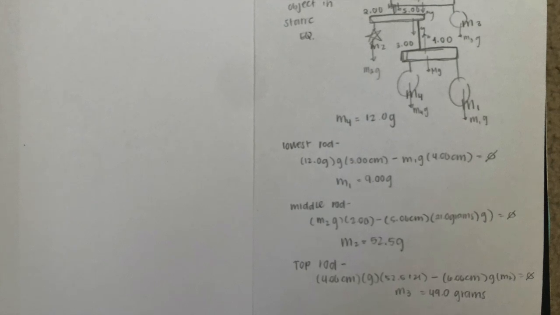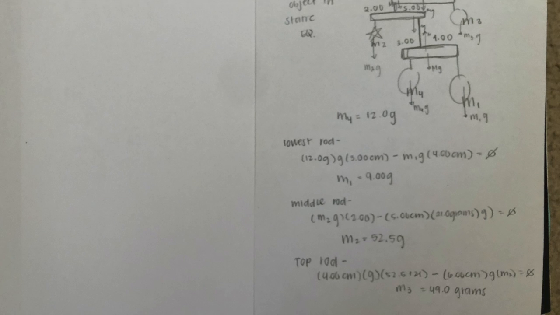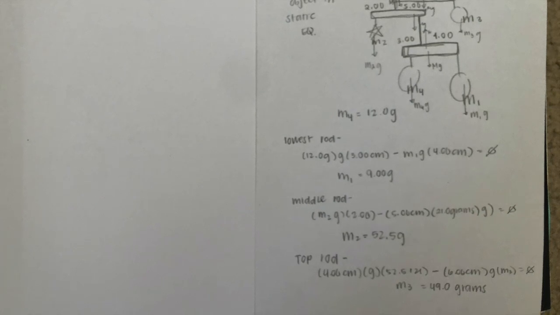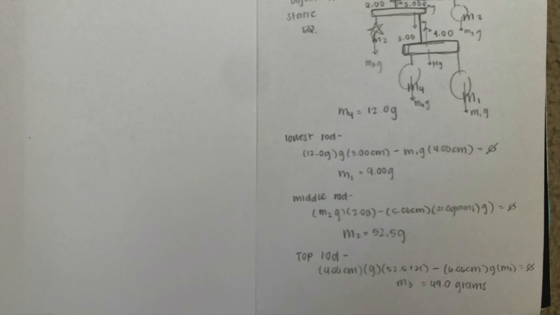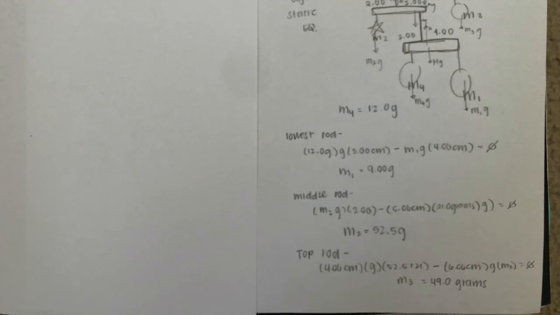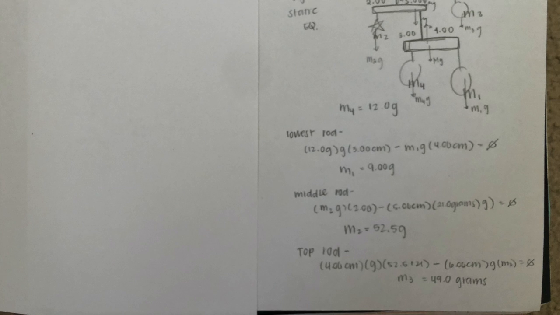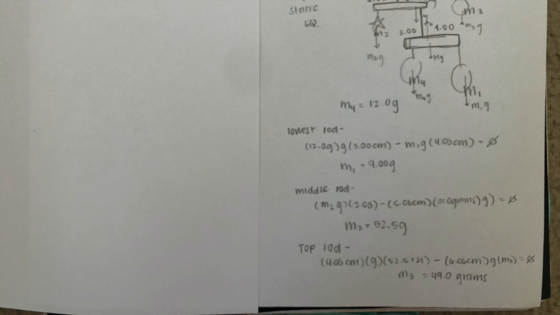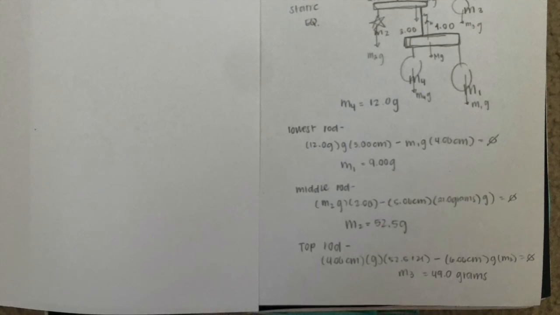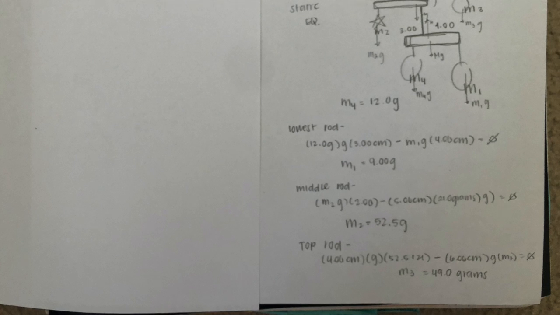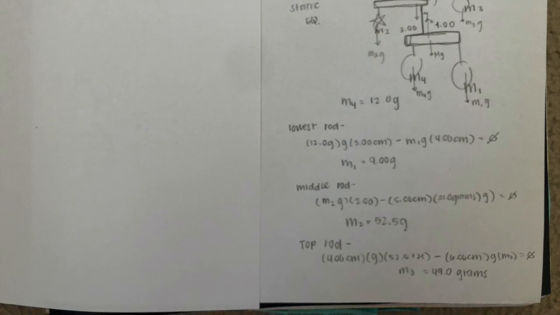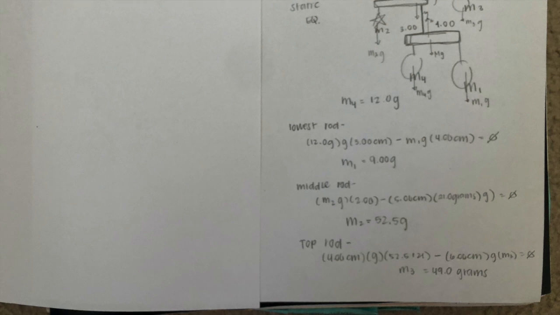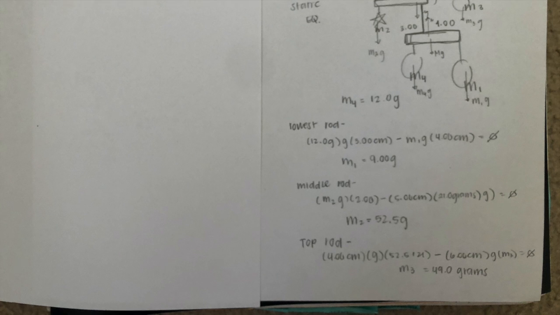Now in the case for the top rod, we're going to be emulating the same format of equation, and so the equation is going to look like 4 centimeters times g times 52.5 plus 21. 52.5 is the mass of m2 that we just calculated, and 21 is the mass of the last rod that is all attached to the top one. And then we do minus 6 centimeters times g times m3 equals 0, and then the mass of m3 is calculated to be 49 grams.